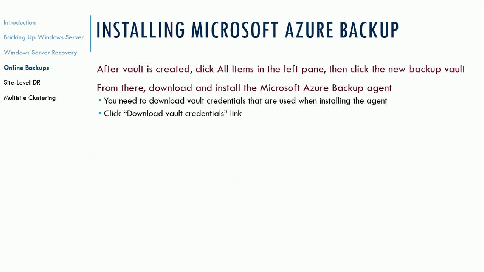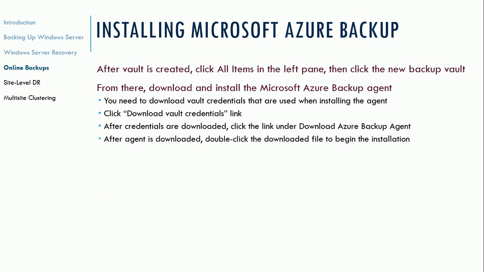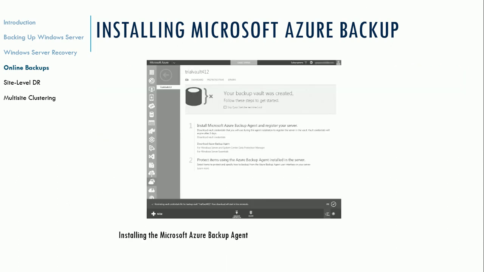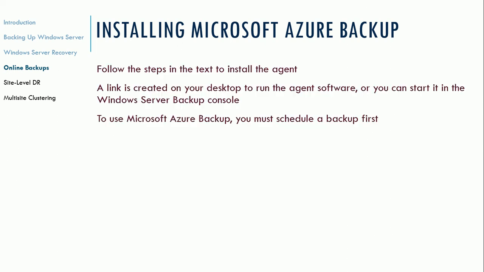So when you set up that little agent, you have to give it the credentials to know where all these backup files are going to go in Azure. And then after the credentials are downloaded, you're going to click the link under Download Azure Backup Agent. After the agent is downloaded, you're going to double click the download file to install it, just like any other application or program. And this is what it's going to look like in Azure. You'll follow the steps to install the agent, and then a link is created on your desktop to run the agent software. You can start it in the Windows Server Backup Console.